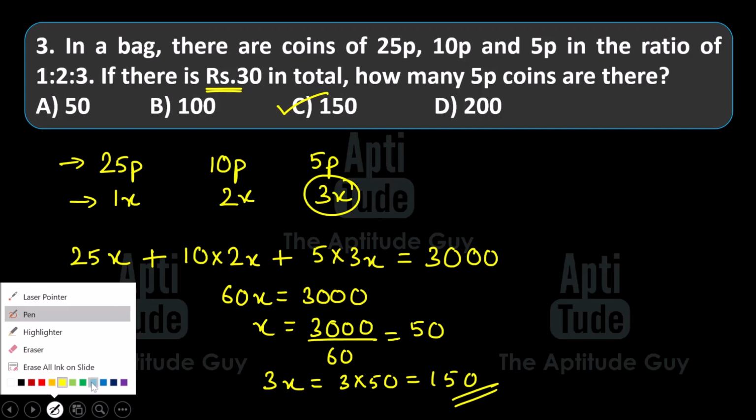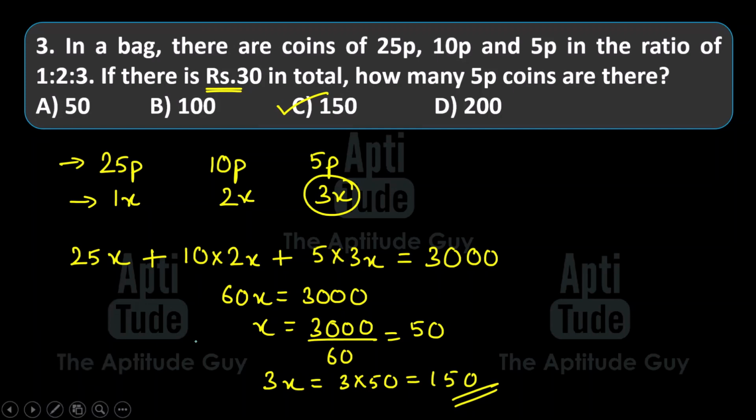Now I told you there is a shortcut for this question. What is that shortcut? The options will help us out. See, ultimately they have asked us how many 5 paise coins are there. And we know that the number of 5 paise coins is 3x. That means the final answer has to be a multiple of 3. Now all you have to do is look at the options. 50, not a multiple of 3. 100, no. 200, no. The only thing left out is 150. So obviously that is the answer. You can move on in like 5 seconds.